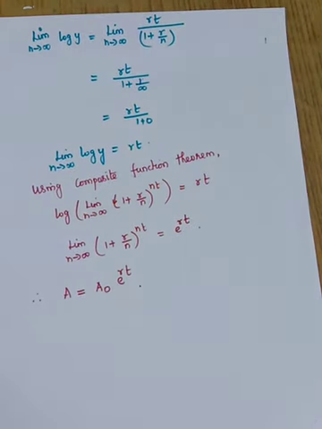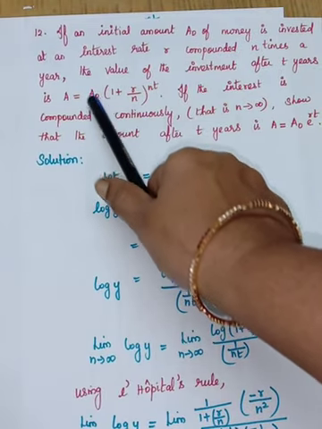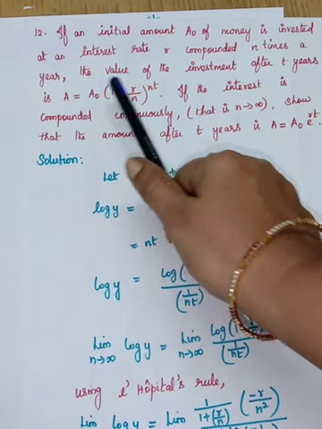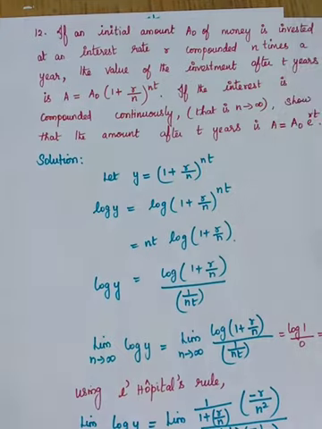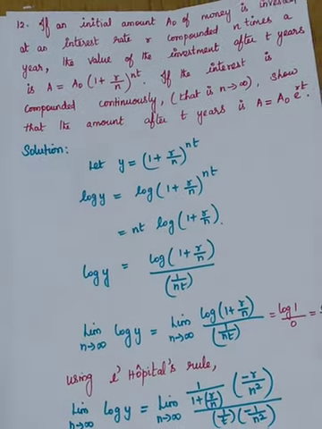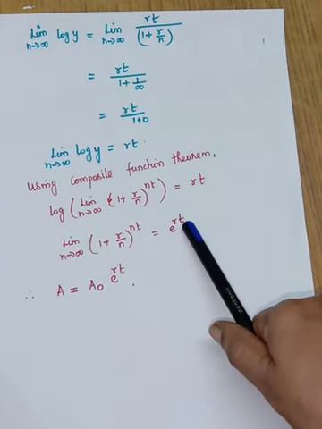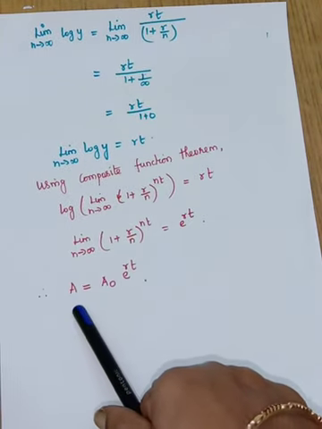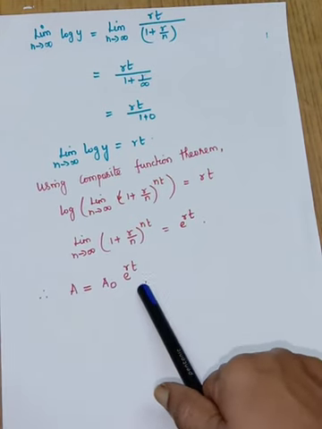So see that the first function we have is A equal to A naught. A naught is a constant, the initial amount. When n tends to infinity, this term, 1 plus r by n the whole power nt, is nothing but e power rt, as we have proved. Therefore the amount A is equal to A naught into e power rt.